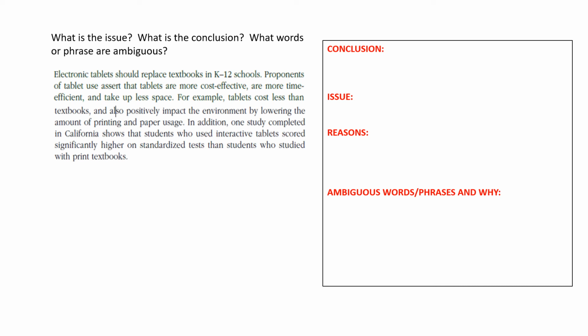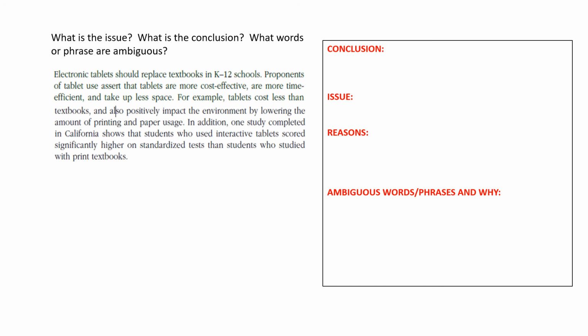Electronic tablets should replace textbooks in K through 12 schools. Proponents of tablet use assert that tablets are more cost-effective, are more time-efficient, and take up less space. For example, tablets cost less than textbooks and also positively impact the environment by lowering the amount of printing and paper usage. In addition, one study completed in California shows that students who use interactive tablets scored significantly higher on standardized tests than students who studied with print textbooks.